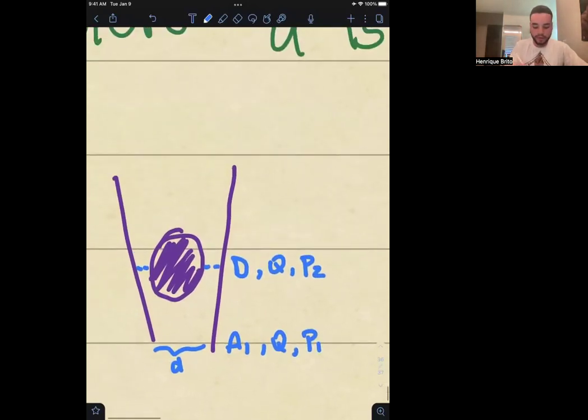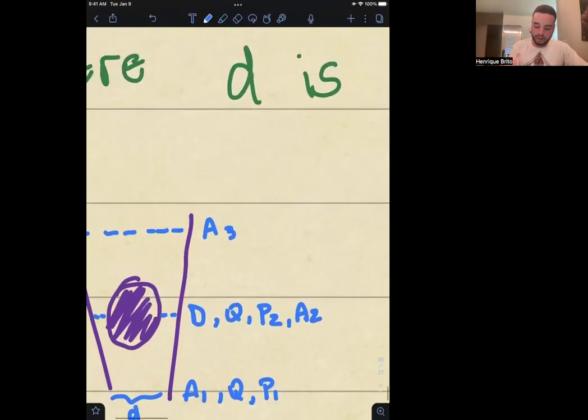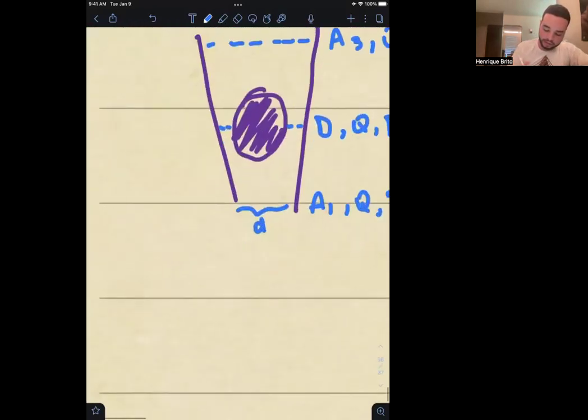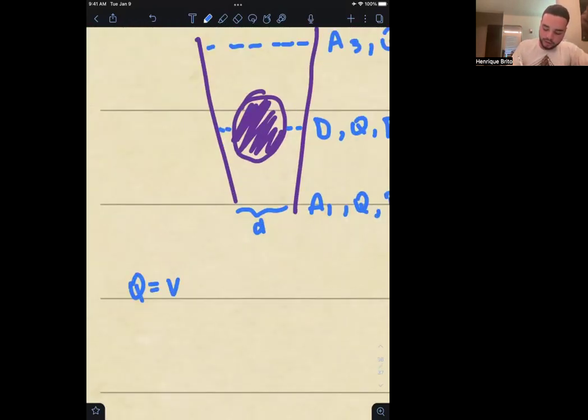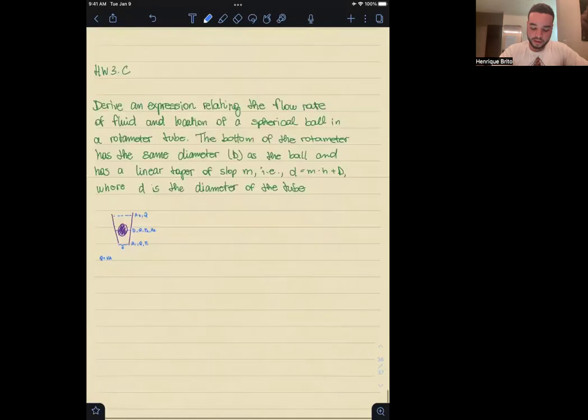We also have the cross-sectional area up here, which we're going to call A3, and this one down here A2. That's our cross-sectional area, and this also has our flow rate. From before, we know that our flow rate is Q equals V A, which will come in handy later, not right now. As of now, we need to understand that the ball is kind of steady.